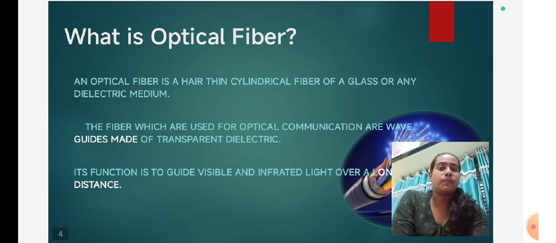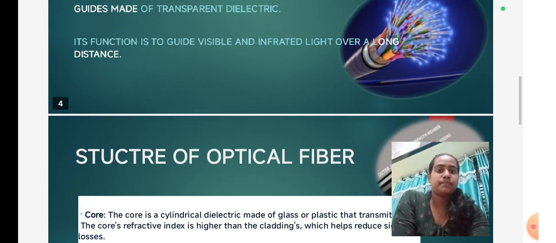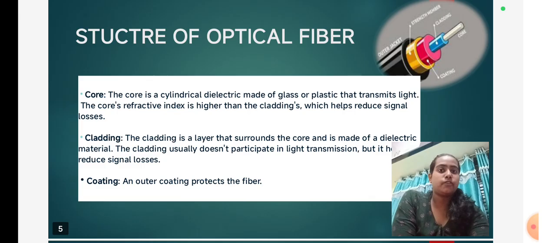First, what is optical fibers? An optical fiber is a hair thin cylindrical fiber of glass or any dielectric medium. Then comes the structure of optical fibers. First is the core. A core is a cylindrical dielectric made of glass or plastic that transmits light. The core refractive index is higher than the cladding, which helps to reduce signal loss.